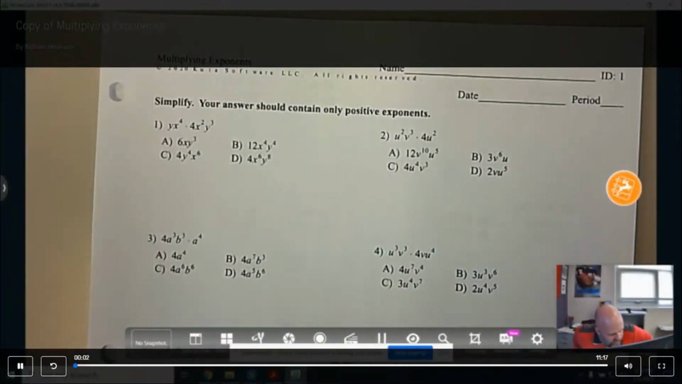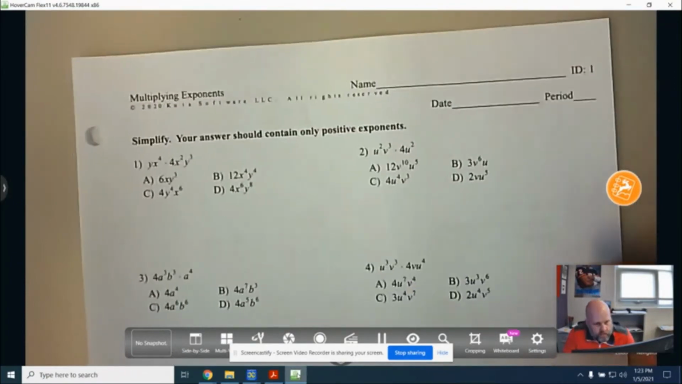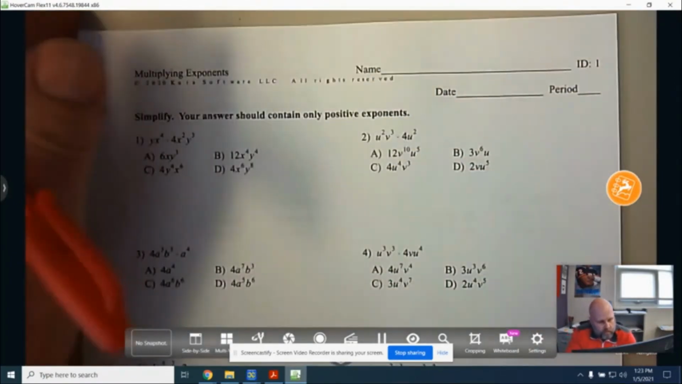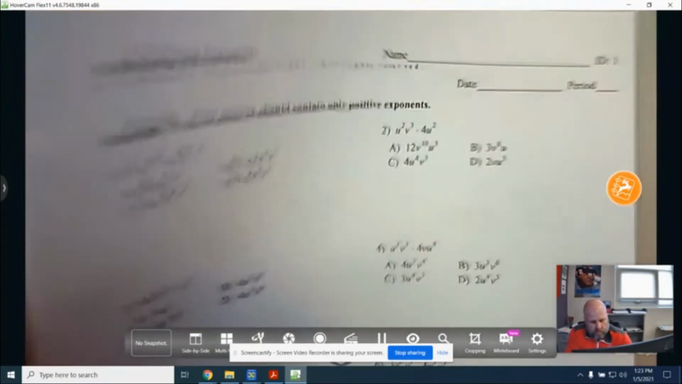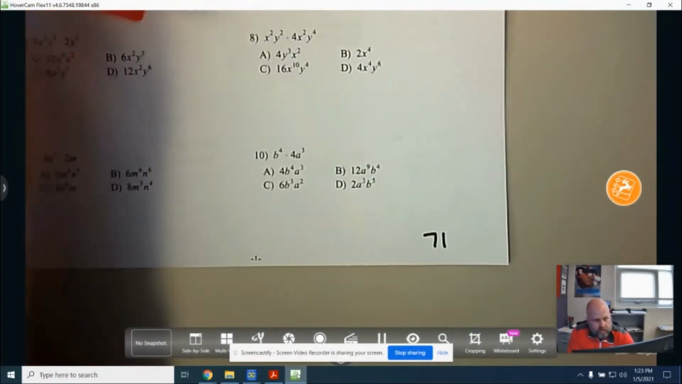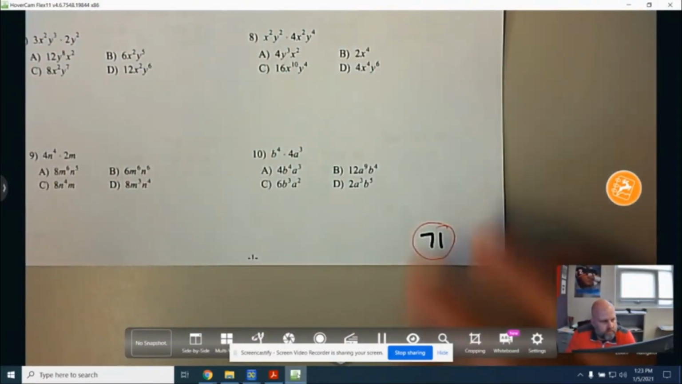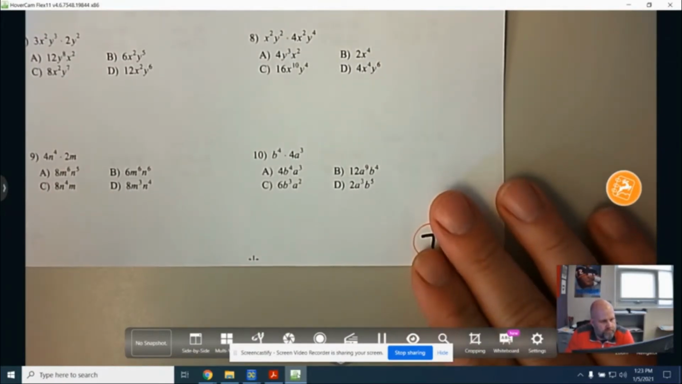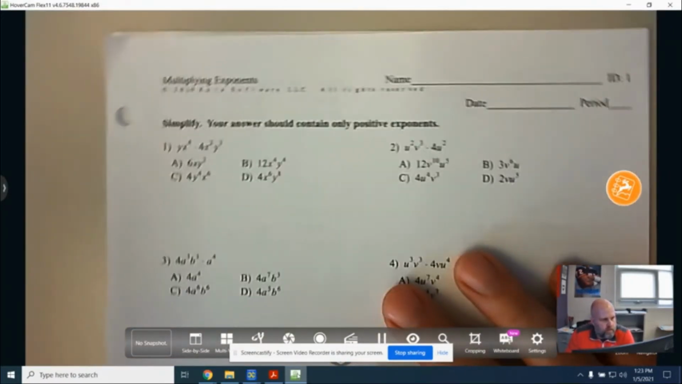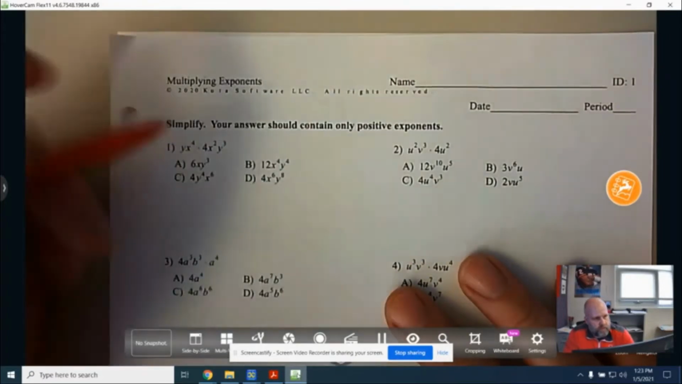Alright guys, for today's lesson, you're going to need a sheet that says multiplying exponents. And you will find this sheet all the way towards the back of your packet on page 71. Okay, so find page 71 there. Okay, starting off with number 1.